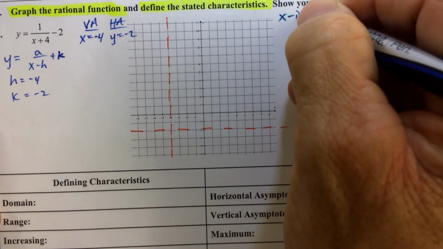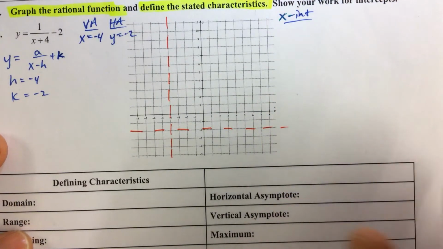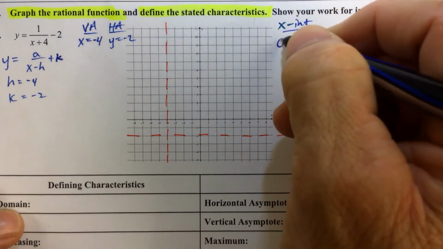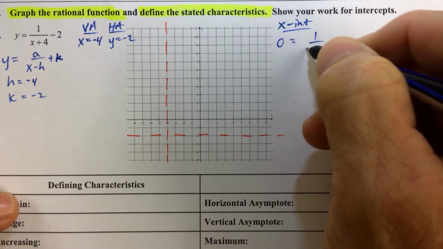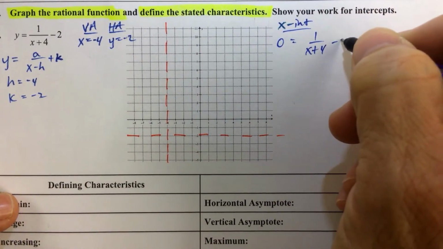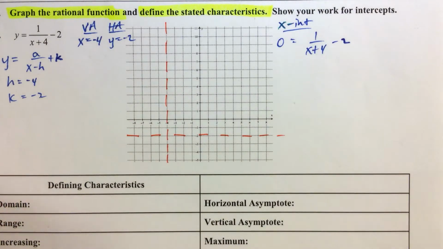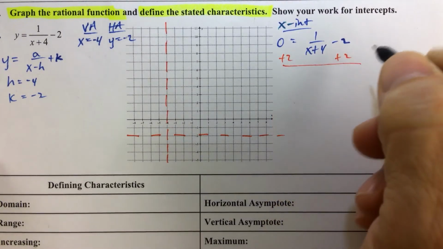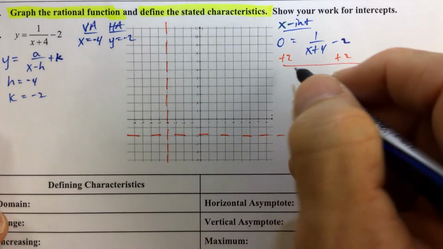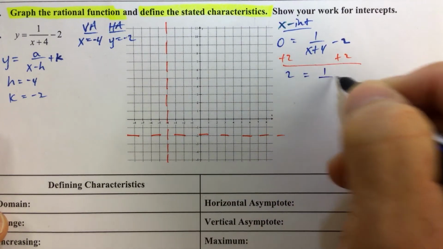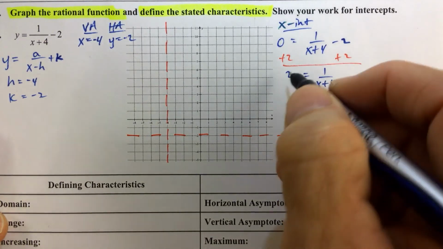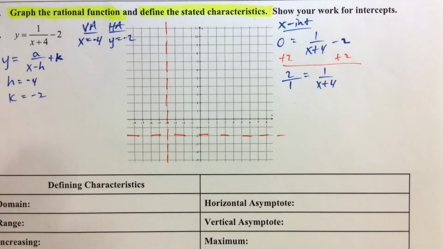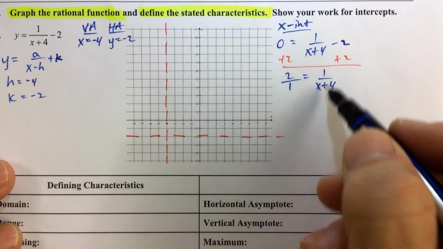So x-intercept, that's when y is equal to 0. So we're going to go ahead and let y equal 0, 1 over x plus 4 minus 2. So in solving this equation, let's go ahead and set up a proportion. So if we add 2 to both sides, we get 2 equals 1 over x plus 4. Well, it's not a proportion yet until we make the 2 over 1. So now we have one fraction equals another fraction.